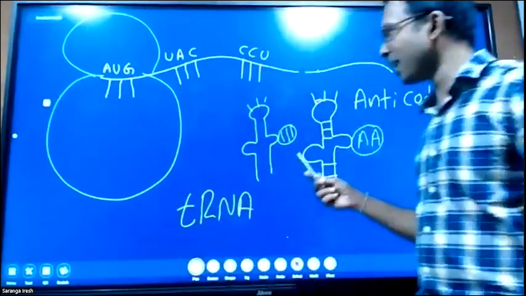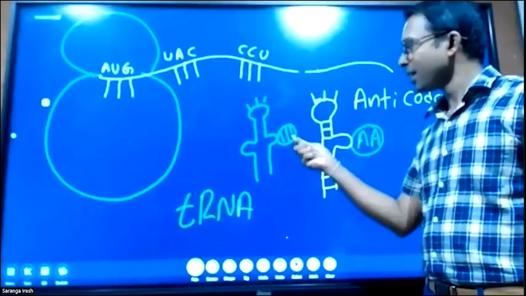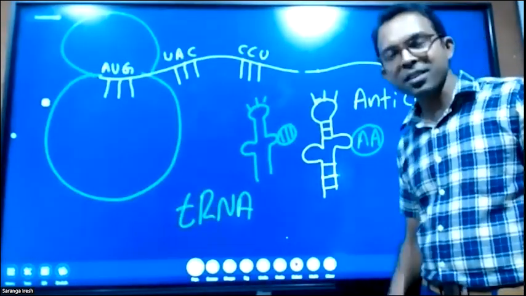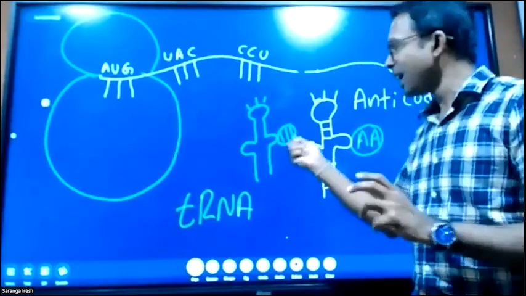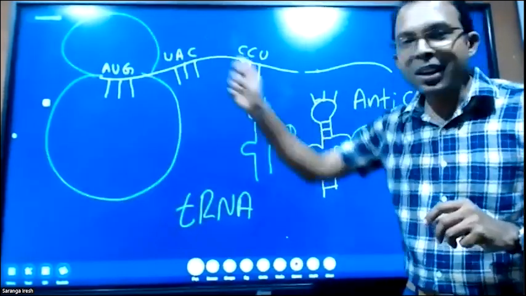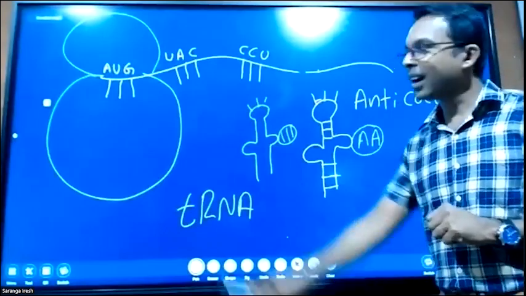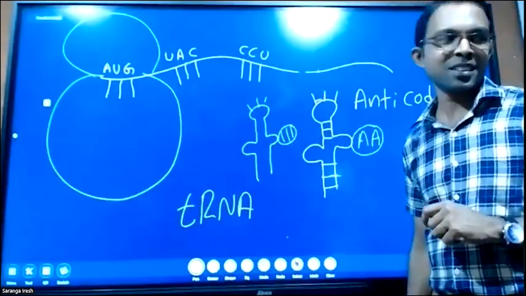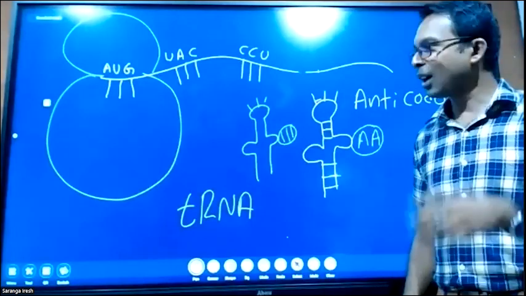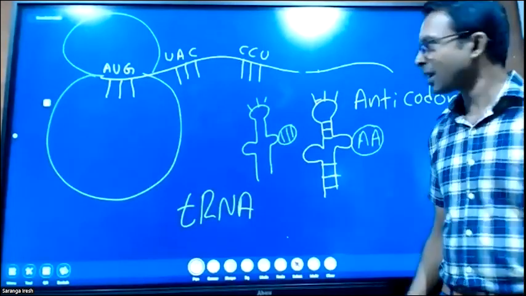So this tRNA, that's why it's called transfer RNA. Now it is going to transfer these amino acids to the ribosome, which is going to read the mRNA sequence. Okay. Now the process is starting.